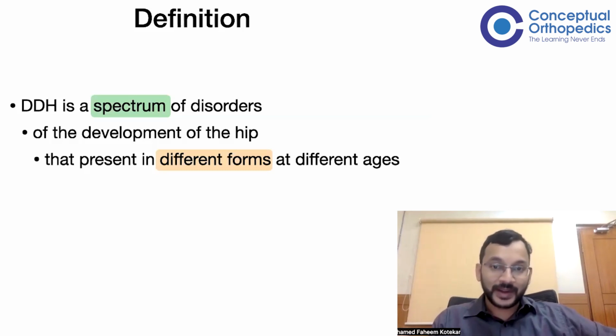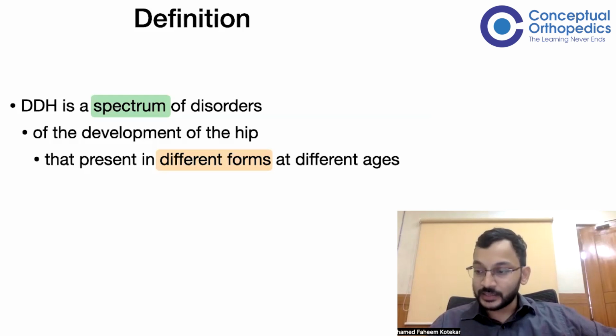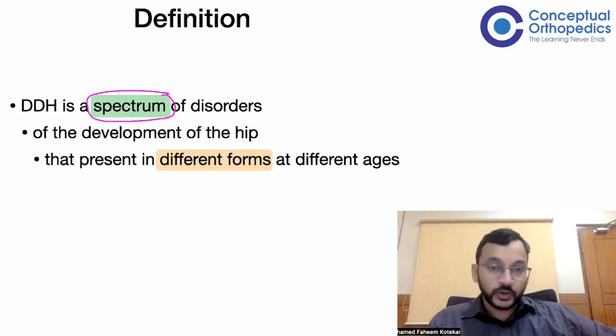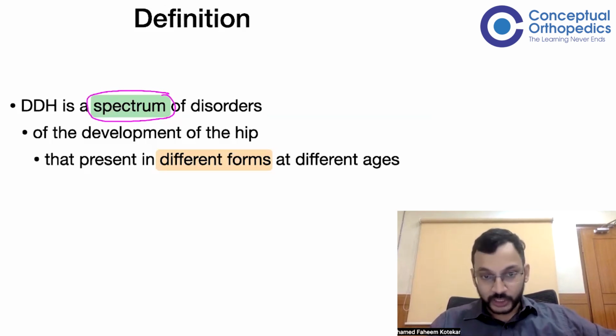So DDH is a spectrum of disorders. It's a spectrum of disorders of the development of the hip that presents in different forms at different ages. A few things that you need to keep in mind here is that it is not one single condition. It is a spectrum of disorders. So a completely dislocated hip can be a DDH, a subluxatable hip can be a DDH, a dysplastic hip, which is presenting in adolescence, can be a DDH, and also a very late presenting DDH can be seen in adults as well. So it's a spectrum of different conditions, and they present in different forms at different ages.